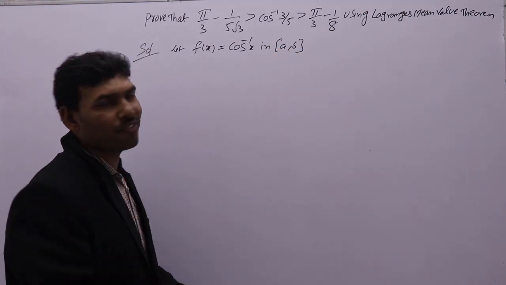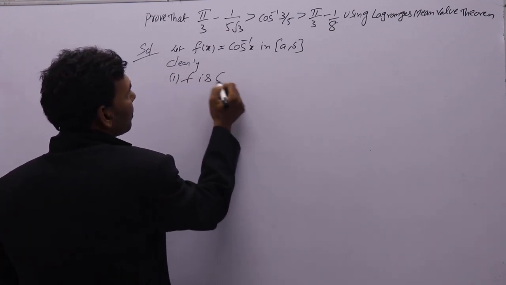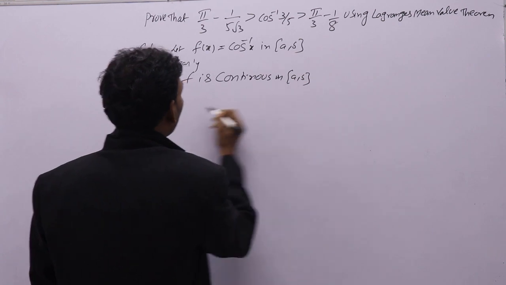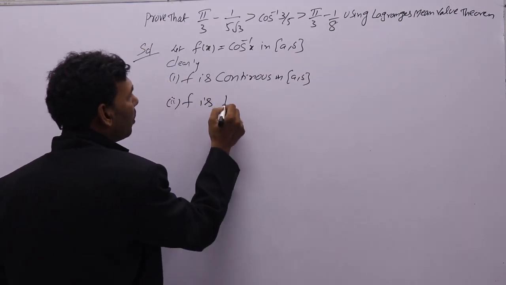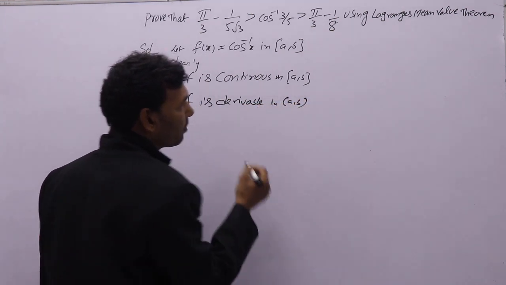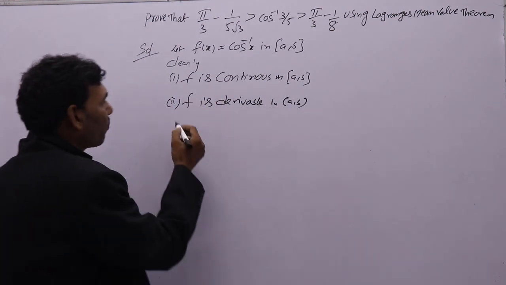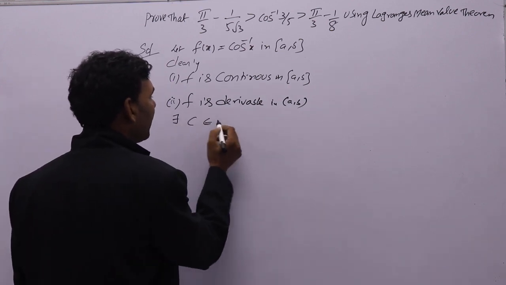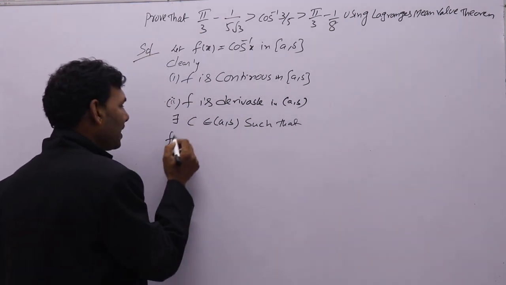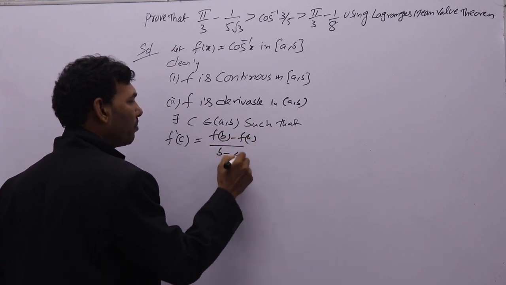As I said, a function defined in a comma b will be continuous on the closed interval a comma b, and it will be derivable in the open interval a comma b. That means f satisfies both the conditions of Lagrange's mean value theorem. If f satisfies both the conditions, then what happens? There exists c in the open interval a comma b such that f dash of c equals f of b minus f of a by b minus a.